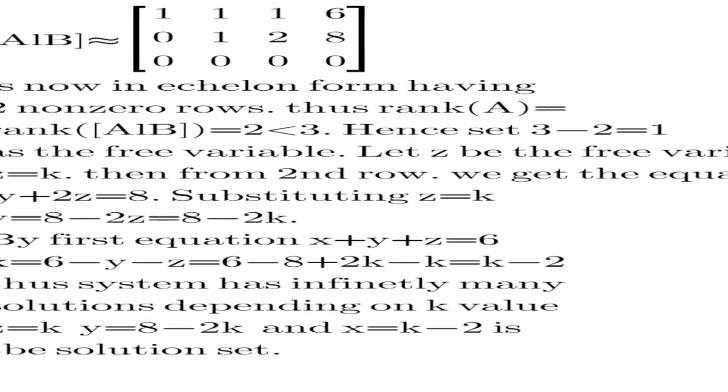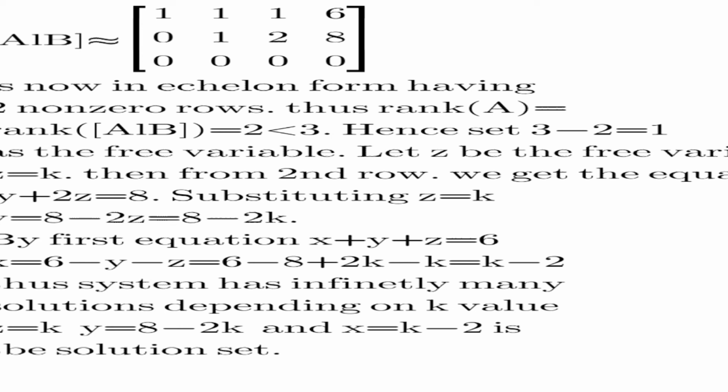So let z be the free variable. Free variable in the sense it may take any value. Of course, if we take 0, then all the variables will take 0 value depending on the free variable. So we should not take 0, but other than 0 it may be any value. That is, we let z is equal to k, where k is a constant and not equal to 0.